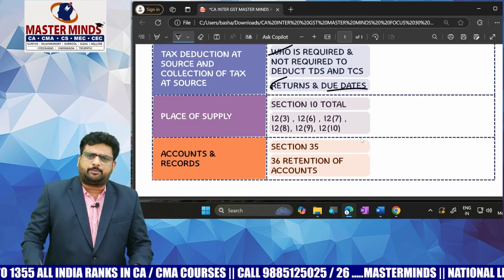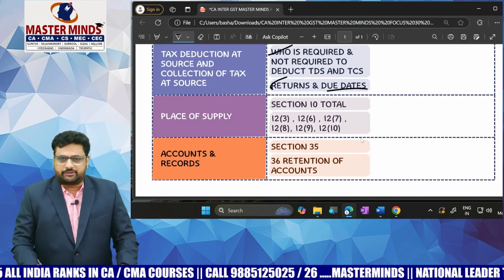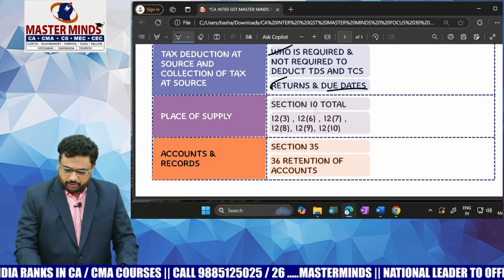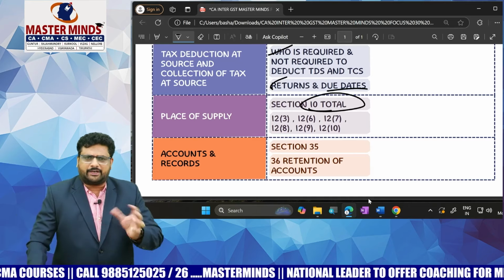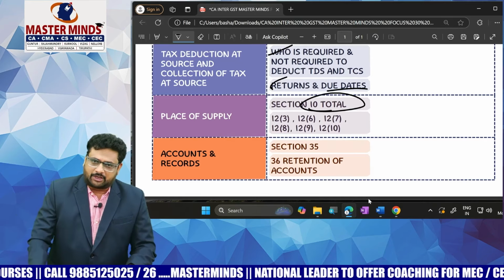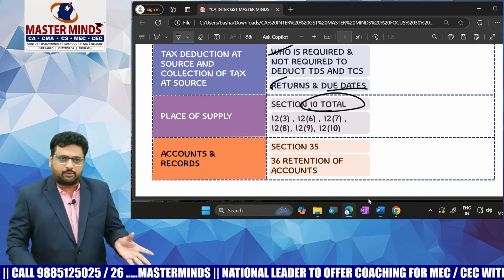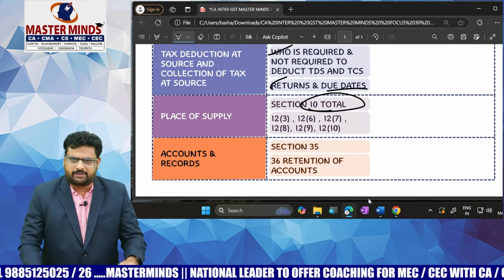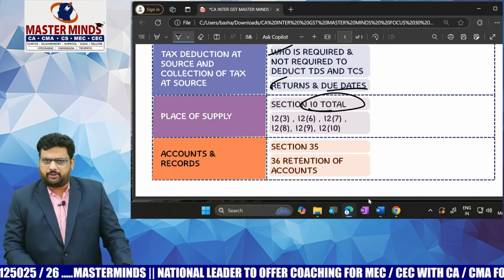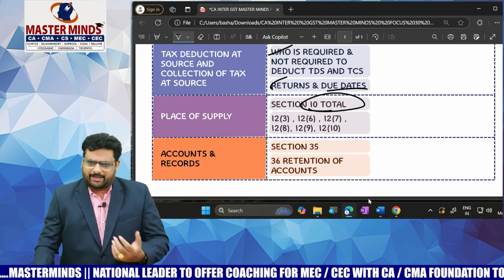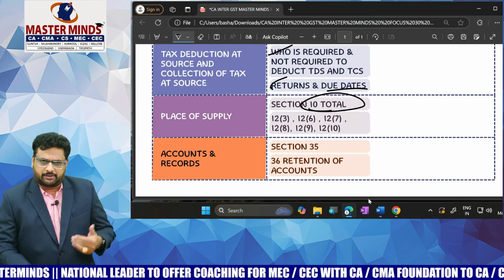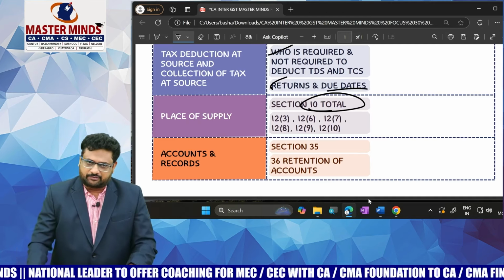And with respect to place of supply, the most important sections are: you need to read the entire section 10 along with 12.3. 12.3 deals with immovable property, 12.6 and 12.7 admission to an event and event management, 12.8 goods transportation, 9 passenger transportation, 10 conveyance, like that. These are the most important areas you need to keep focus on in place of supply.